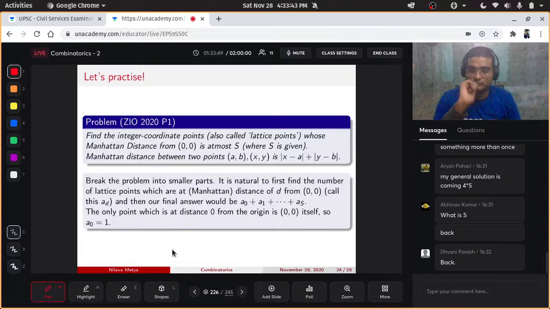Okay, is that cool? Okay, if A0 is 1, now what if this distance is more than 0? Okay, let's look at some examples. So what are the points at distance 1? I will show you with a graph. So these are the points with distance 1.